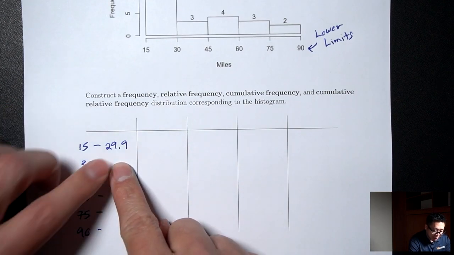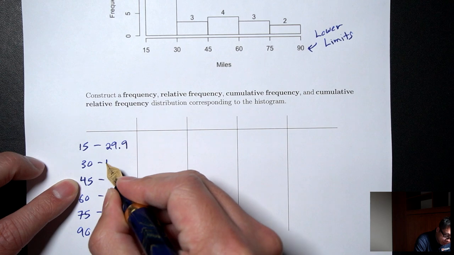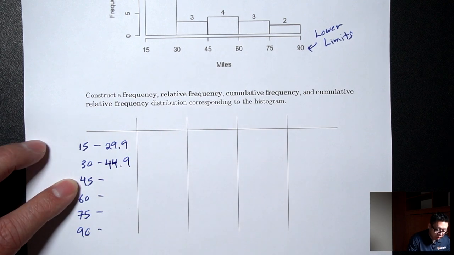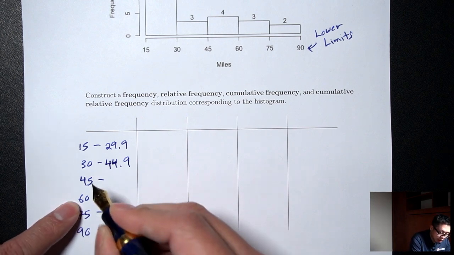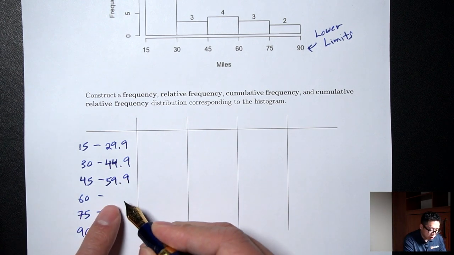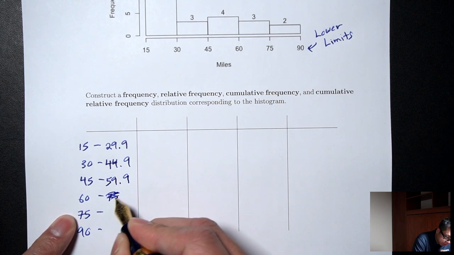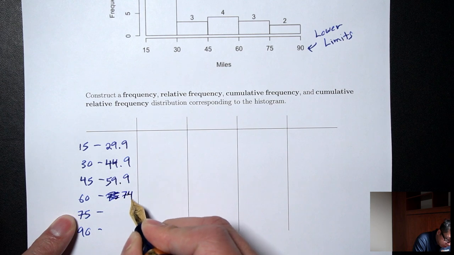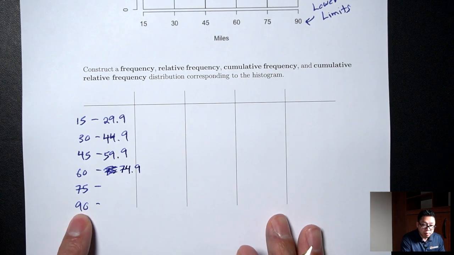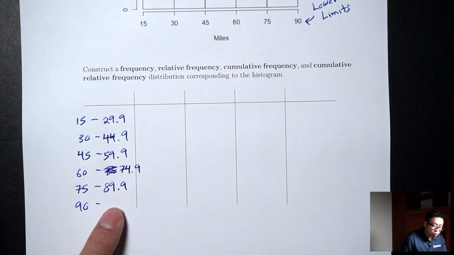The next one should be slightly below the 45. That's gonna be 44. And I'm gonna choose to use one decimal place here, so 44.9. Next one, slightly below 60, that's gonna be 59.9. Next one, slightly below 75, 74.9. The next one, slightly below the 90, that's gonna be 89.9. And then there's one more here.